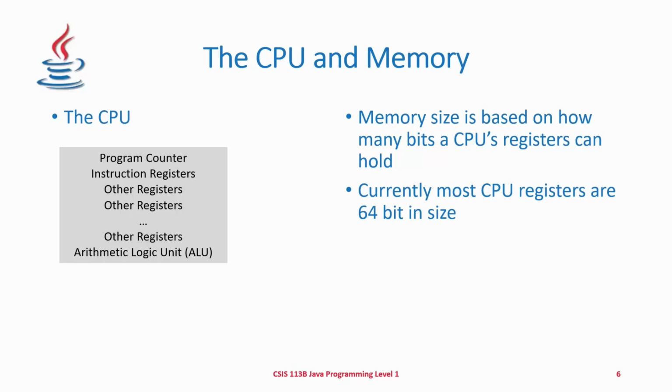So the size of the stack, the memory size of the stack, is based then on how many bits the CPU's registers can hold. And so in the early days we had 8-bit computers, and then we advanced to 16 bits and then 32 bits, and currently our computers can handle 64 bits. So that's the width of the stack, so that's how many bits that we can put per instruction into the CPU.